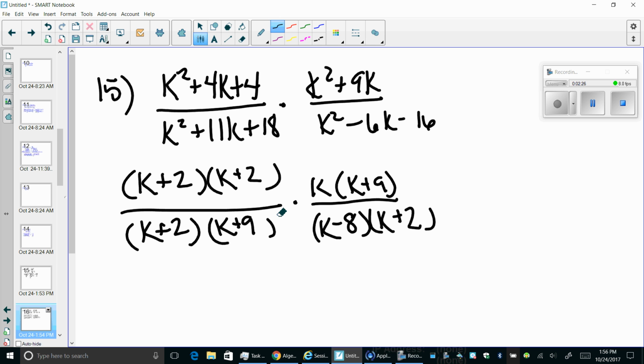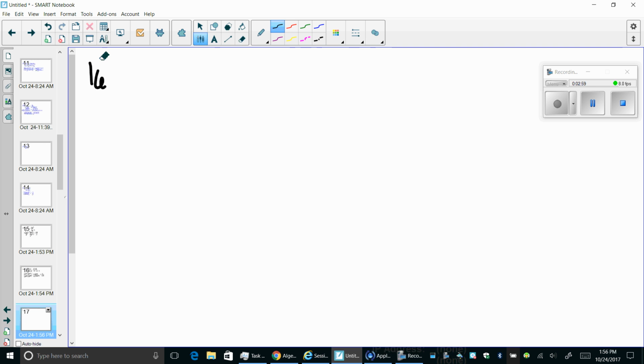And once you get it all factored, you look for common factors. So like there's a k plus 2 here and a k plus 2 here. Factors can be over each other. They can be not over each other, as long as one's in the numerator and one's in the denominator, they can be canceled. So here I have a k plus 2 and a k plus 2. I have a k plus 9 and a k plus 9. And that's it. My answer is k over k minus 8. You cannot cancel these. They are terms, not the k, and the k minus 8 is not a factor. It's a term.